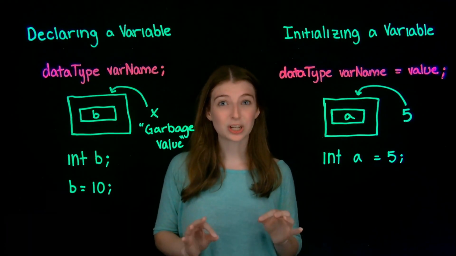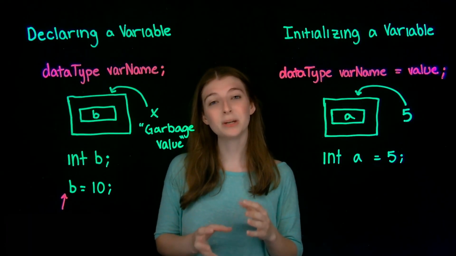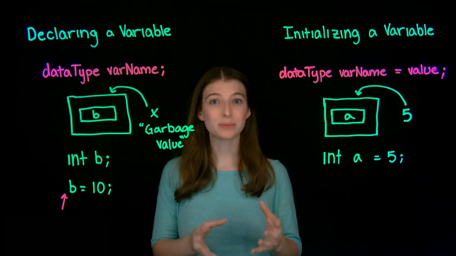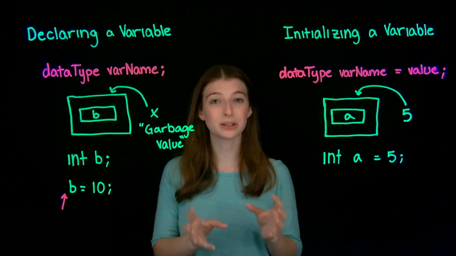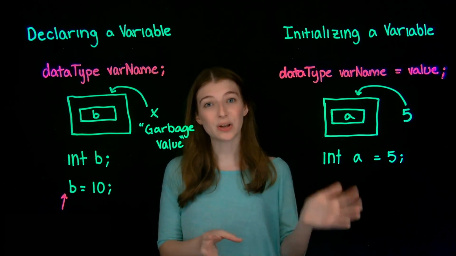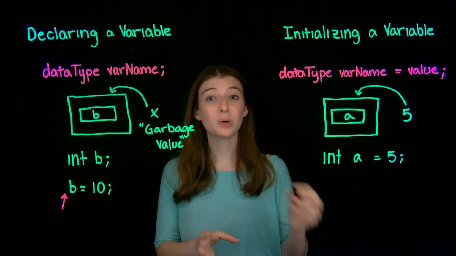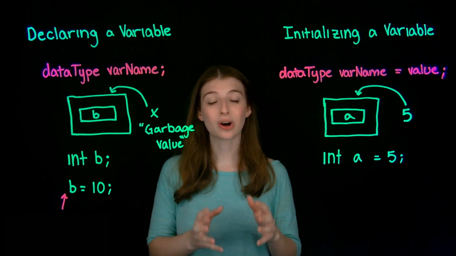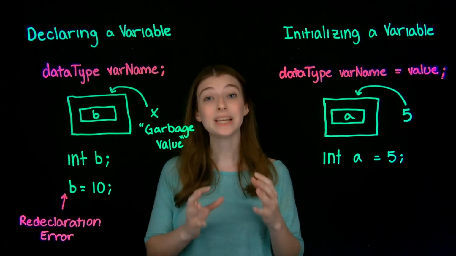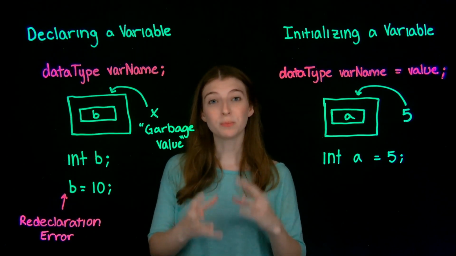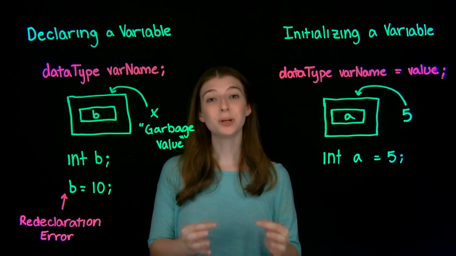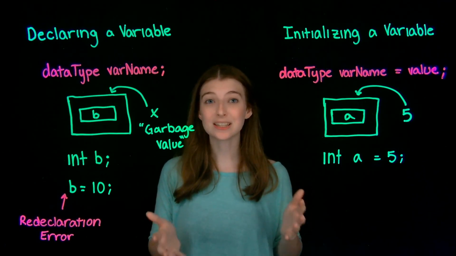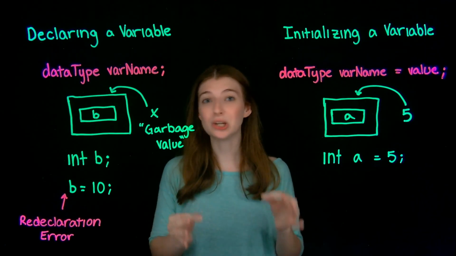Now, the second thing I want to talk about is why I don't put the data type in front of the variable when I'm doing B equals 10. And the reason is because the box for B has already been created. All we're doing is taking out the garbage value and putting our new value inside. If I were to put the data type again, I would get something called a redeclaration error. Now, what is a redeclaration error? Well, if you put that data type in front of B again, the computer thinks you're trying to create two different variables with the same name, which isn't allowed. Variable names must be unique to each other.